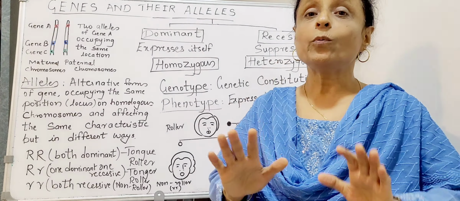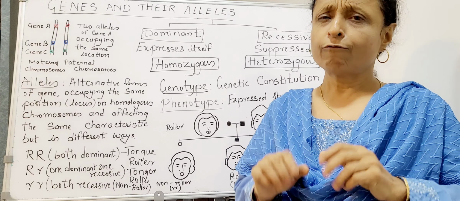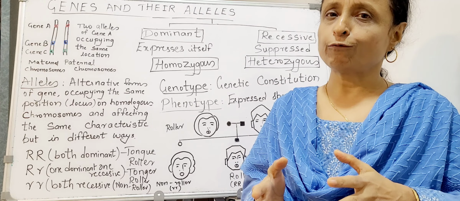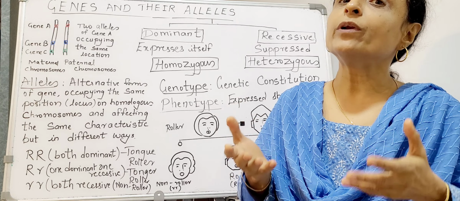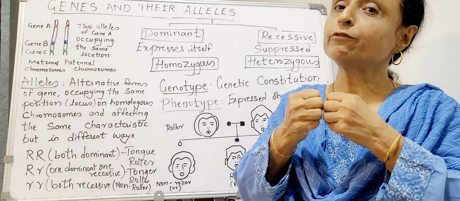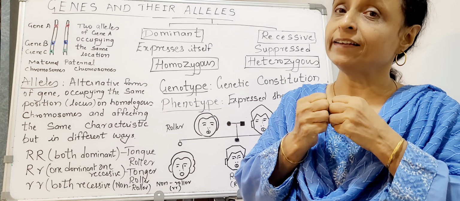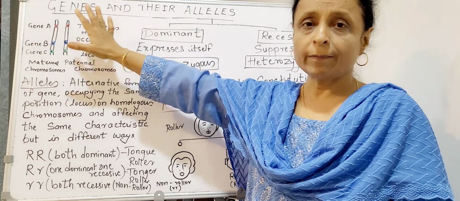There is always an alternative form for any gene for a character, with different effects. These are known as alleles. So two genes which are responsible for any character are alleles. Now in genetics, everything is mathematical.